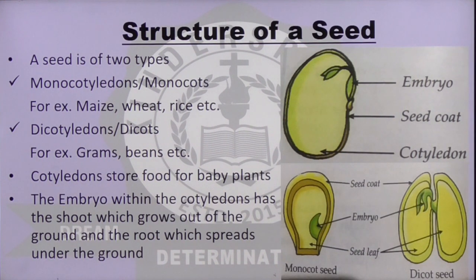This is another figure which differentiates between a monocot seed and a dicot seed. Both have the same structure. The outer seed coat. Inside we find the embryo which develops into the shoot and the root of the plant, and then the seed leaf which is basically the cotyledon. In monocots there is only one cotyledon leaf, but in dicot seeds there are two.